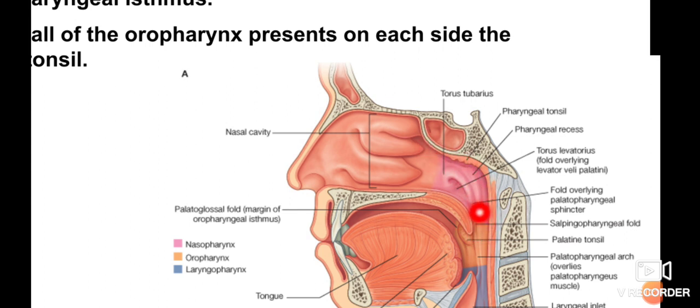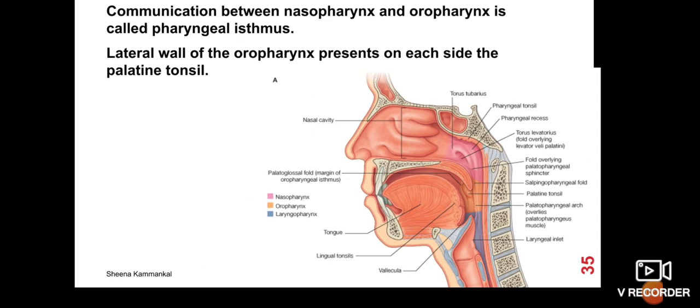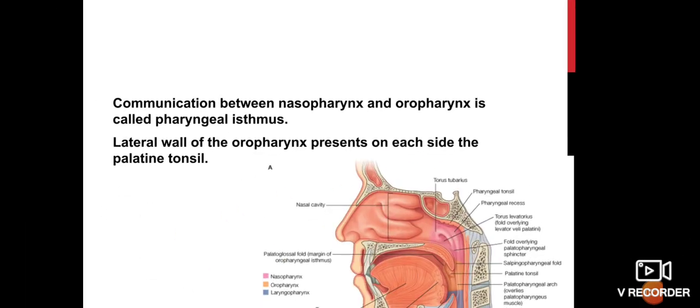So this is the nasopharynx that ends here. This is the oropharynx. So this is the junction between the nasopharynx and oropharynx, called the pharyngeal isthmus. The feature present on the lateral wall of the oropharynx is the palatine tonsil, which we now consider the main tonsil of the body. You can see the palatine tonsil on either side of the soft palate in the lateral wall of the oropharynx.